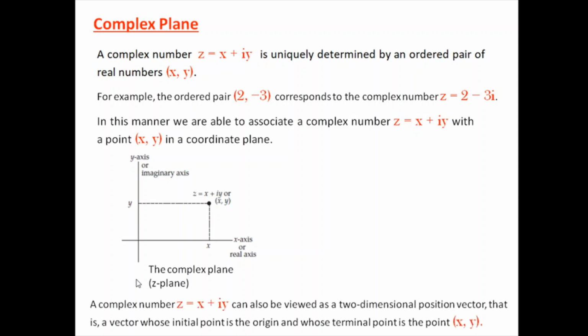In fact, the complex number can be viewed as a two-dimensional position vector whose initial point is the origin and whose terminal point is the x, y point. So we can also represent it as a position vector with initial point the origin and terminal point the point of the complex number in the z plane.